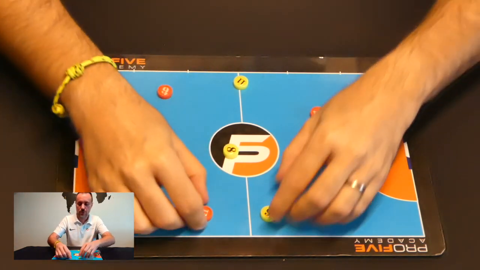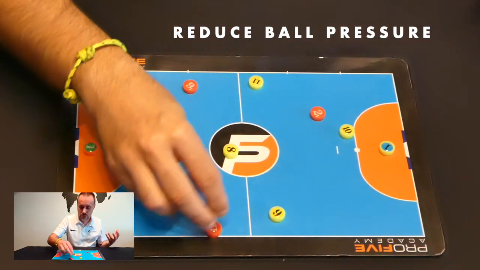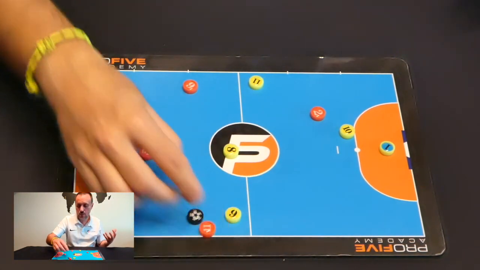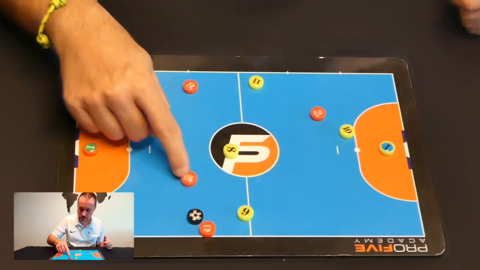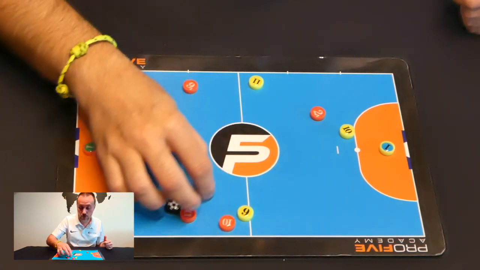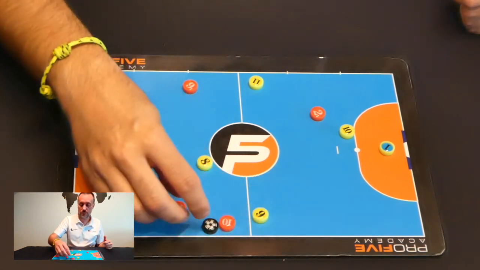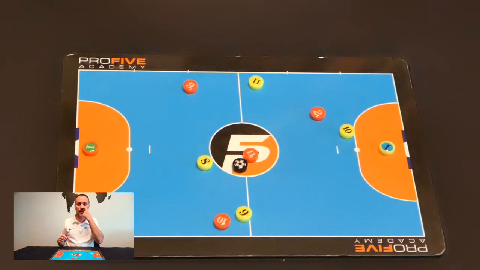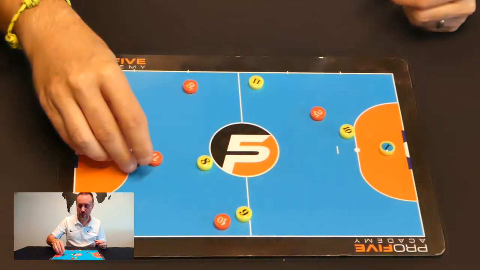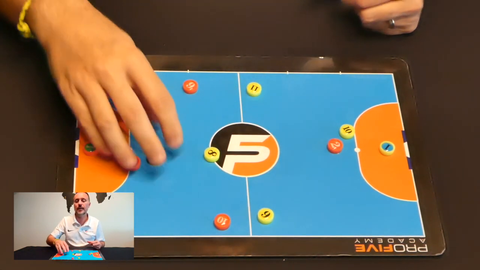The first, to reduce the ball pressure. We talked about that. If there is high ball pressure, we could work a block, we could work a screen, we could also work, if the high pressure is here, a backside pass, we could also work the between lines if there is high ball pressure. It's very important to understand that the ball pressure conditions all that happens in the game.